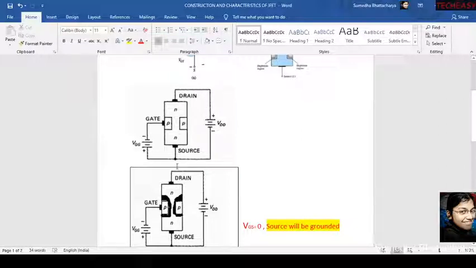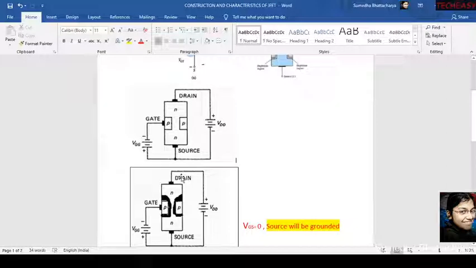And you can see there that this is the higher voltage and this is the lower voltage, as the source is grounded. So obviously current will pass from the higher to the lower voltage. You can see that.